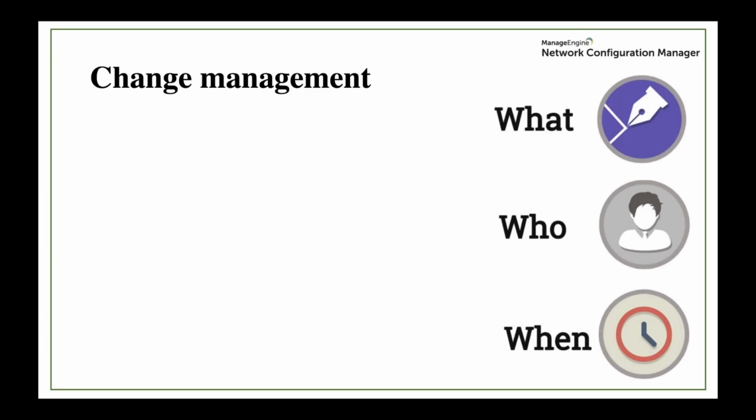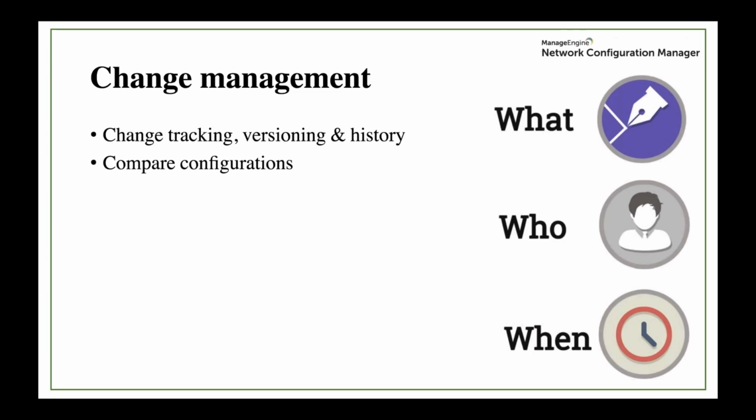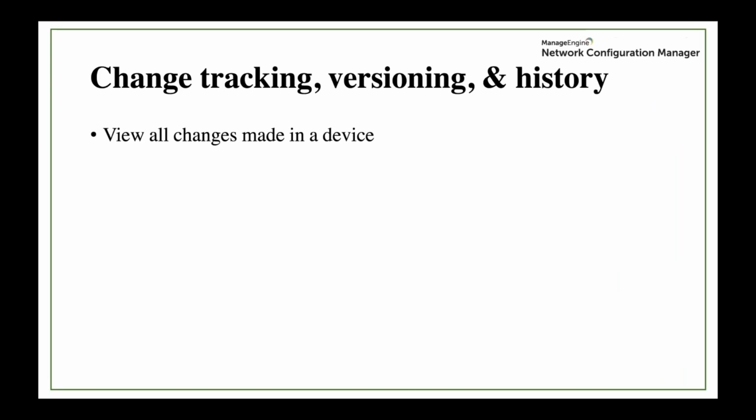Now that we've seen the configuration backup and the different ways in which you can execute them, let us move on to change management. Under change management, we will be talking about change tracking, versioning and history, and comparing the configurations. Change management is very crucial in network configuration management because changes are the place where there is a loophole to create a network issue. Now, when a network admin keeps track of all the changes, he can ensure the security of the network.